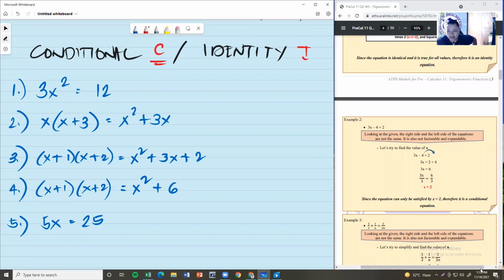Okay. Jazel and LJ sent me the same answers. Same thing with Gabien. Same as the first two who sent their answers. Basta't may value ka ng x na masosolve, that's conditional. If the other side of the equation is just a representation or another statement, the same statement, that's identity. Pareho lang sila, kumbaga. They are just the same.